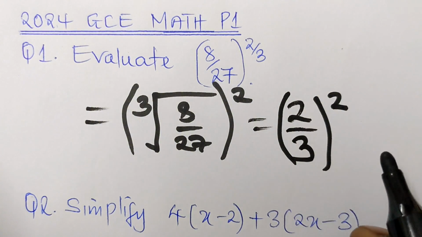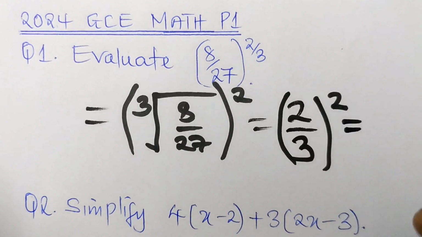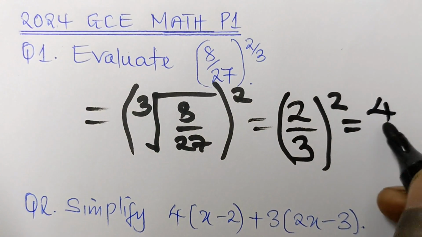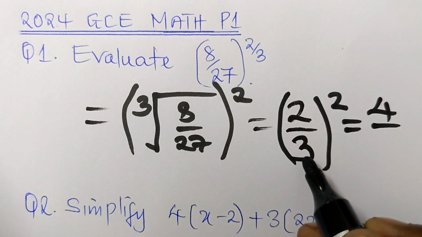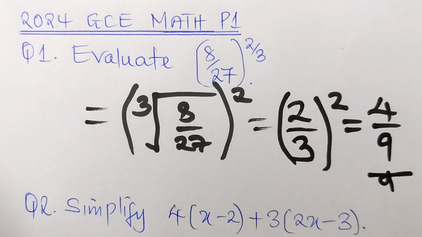So when we get the cube root of 8 and 27, we now apply the square of these 2 numbers. So what is the square of 2? Square of 2 simply means 2 times 2, and 2 times 2 gives 4. So 4 on top there. Then the square of 3 means 3 times 3, which gives 9. So the answer to this is 4 over 9.